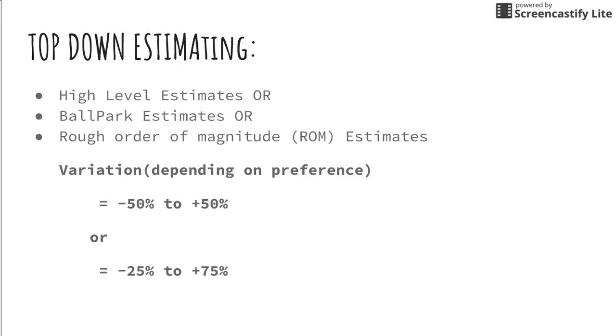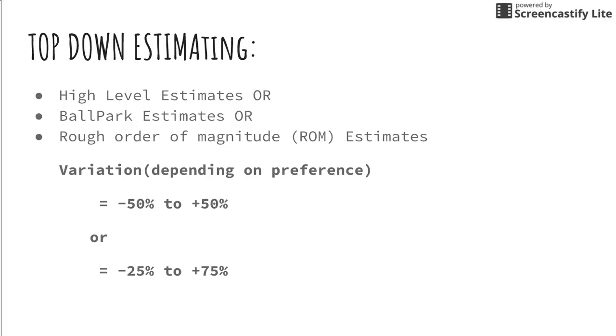To begin with, the first one in the list is the top-down estimating technique. These are high-level estimates, high level because these are used at the very early stage of the project when the estimators want to know how big the project is, how much budget is going to be consumed, how many resources will be utilized, or how much time it would take.